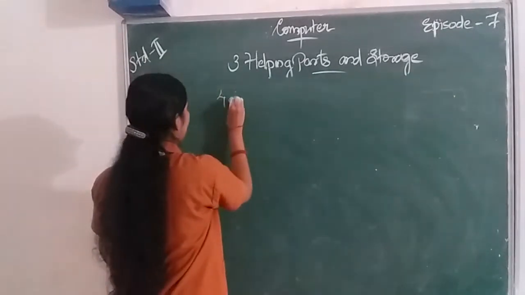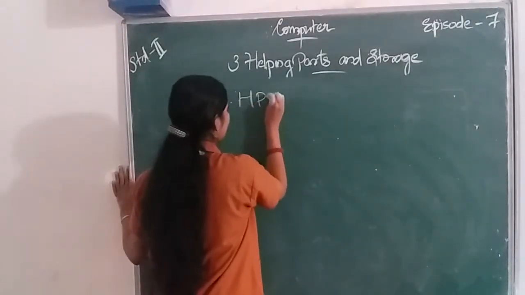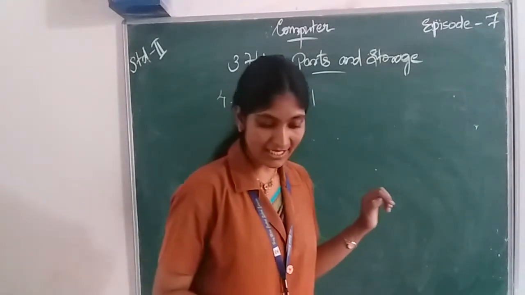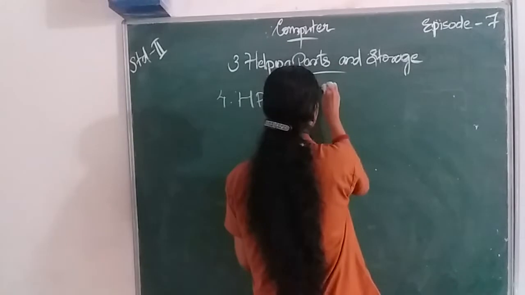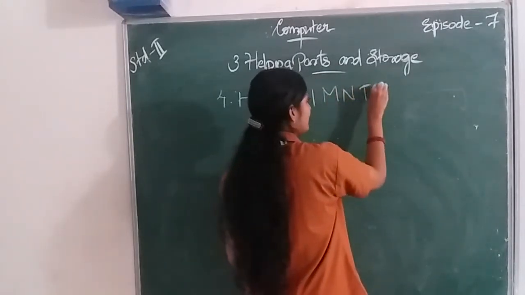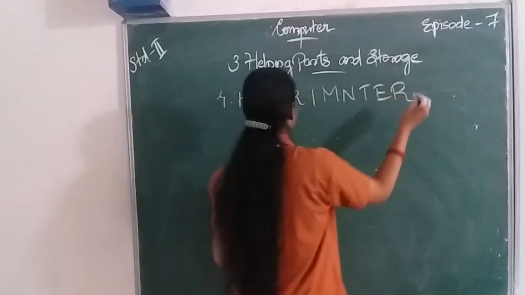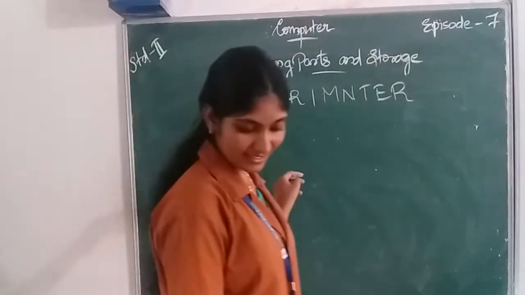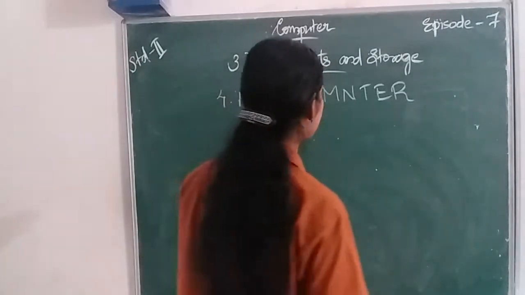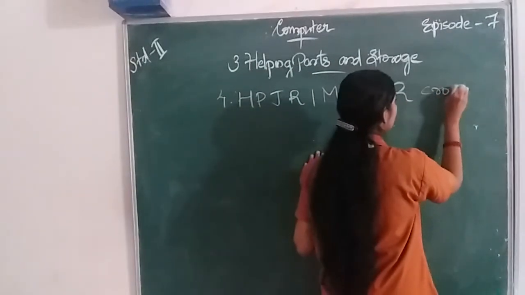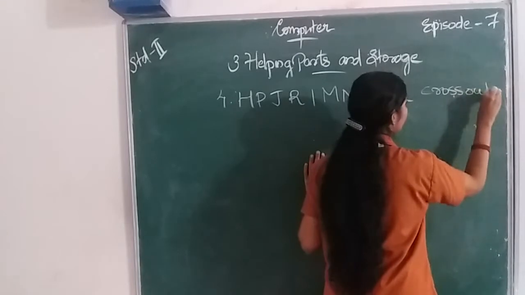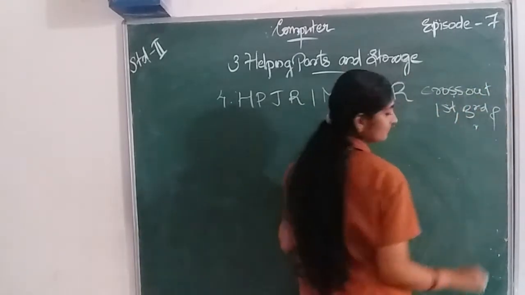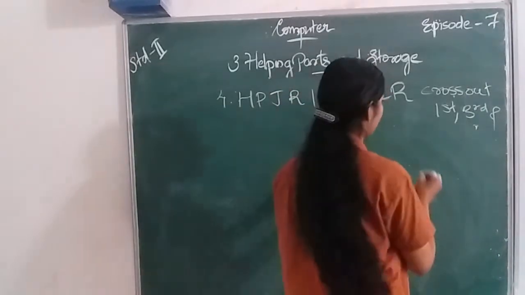Fourth question. HPJRI. MNTER. So the hint here is cross out the first, third and sixth letter.